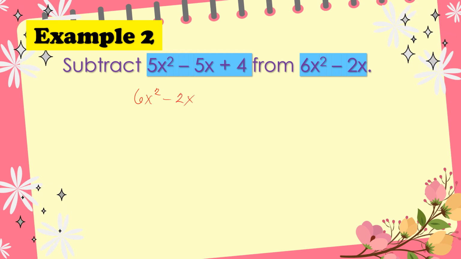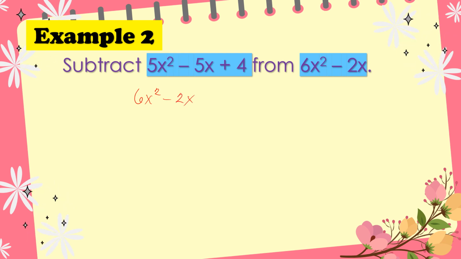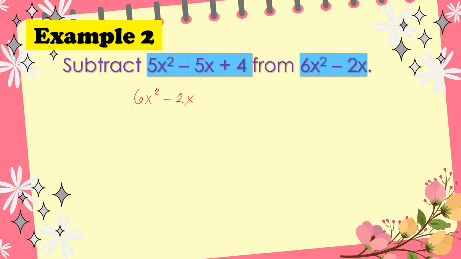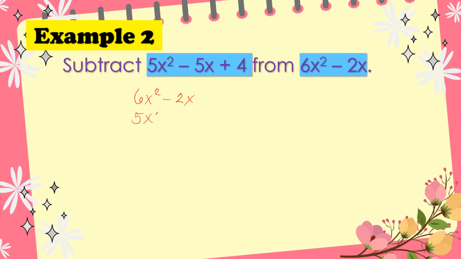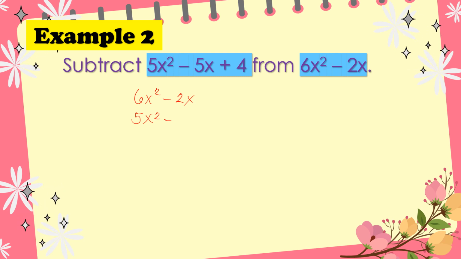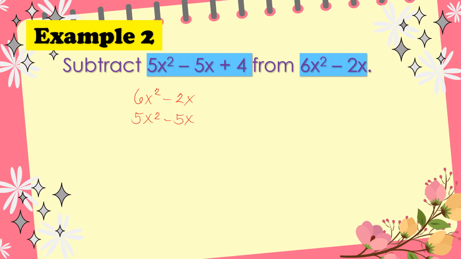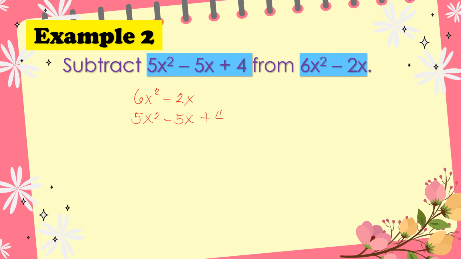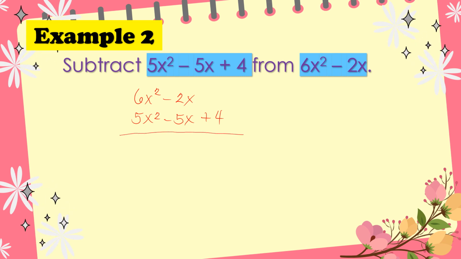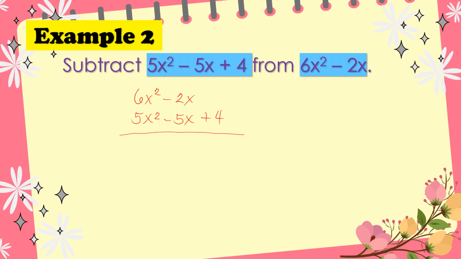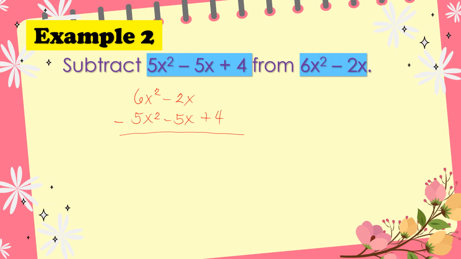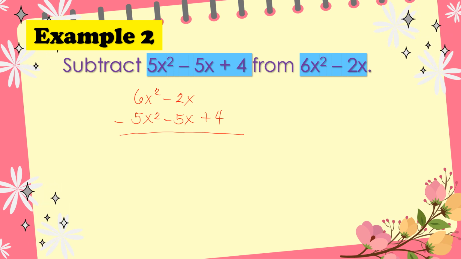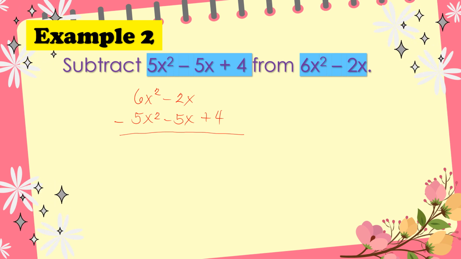So, pagtatapat-tapatin lang natin yung similar or like terms. So, similar kay 6x squared, si 5x squared. Tapos, lalagay natin yung minus 5x plus 4. Gagamit ako ng tinatawag nating vertical subtraction. So, pwede nating isulat na dyan agad-agad.